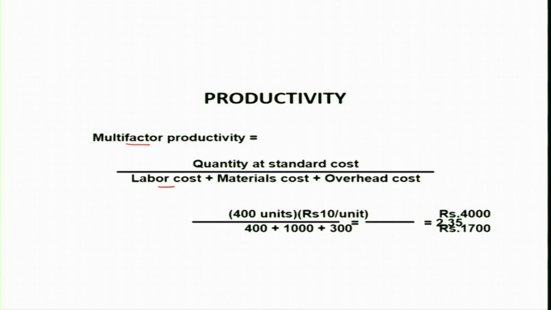Like here 400 units are produced at rupees 10 per unit by having a labor cost of 400 rupees, material cost of 1000 and overhead cost of 300. So, in that way the 4000 rupees worth of output is produced by consuming 1700 worth of input. That means, my per unit cost is rupees 2.35 per unit cost of production. So, that is called multi-factor productivity.